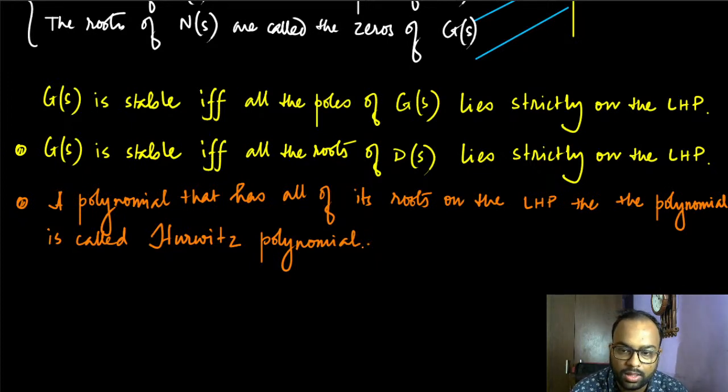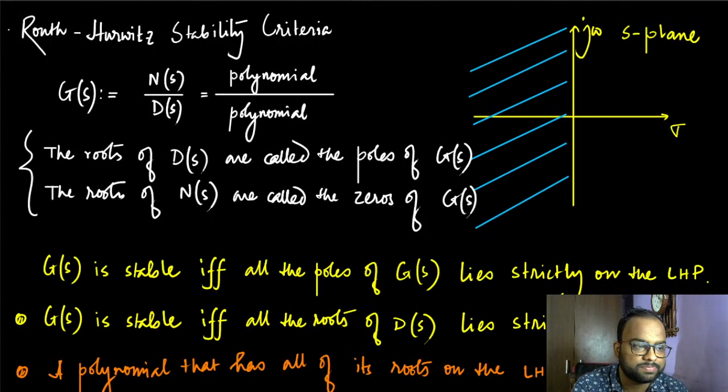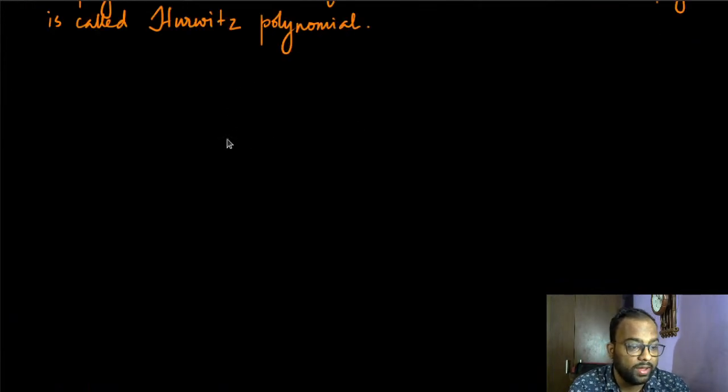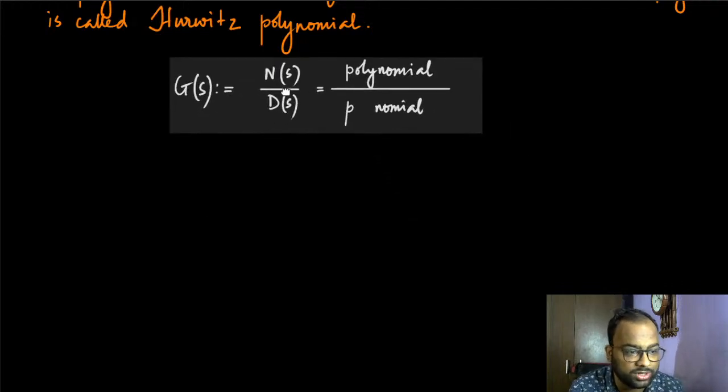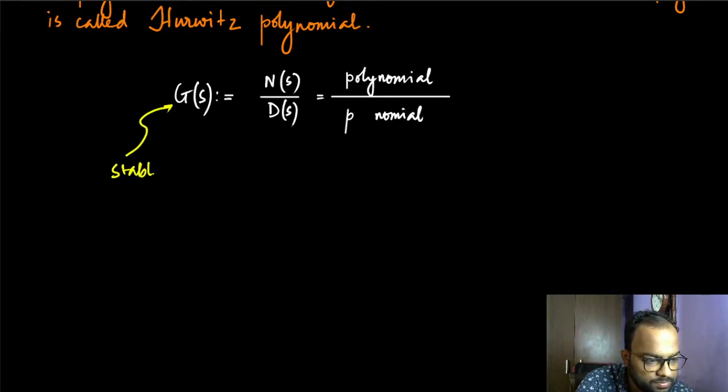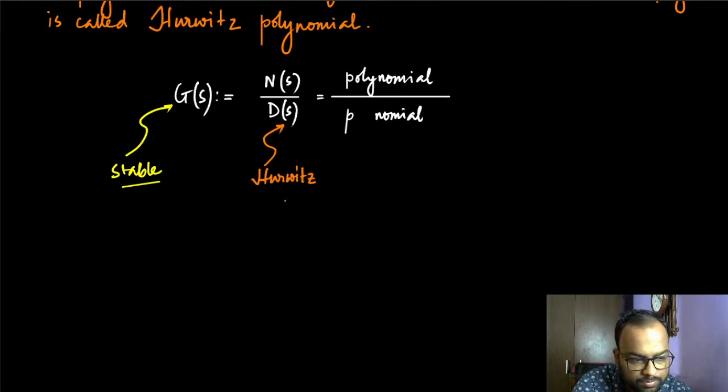So here we can see that with this terminology, in order for the system described by this transfer function to be stable, the roots of the denominator must be on the left half plane. Or in other words, we can simply say that this would be stable if and only if this is a Hurwitz polynomial.